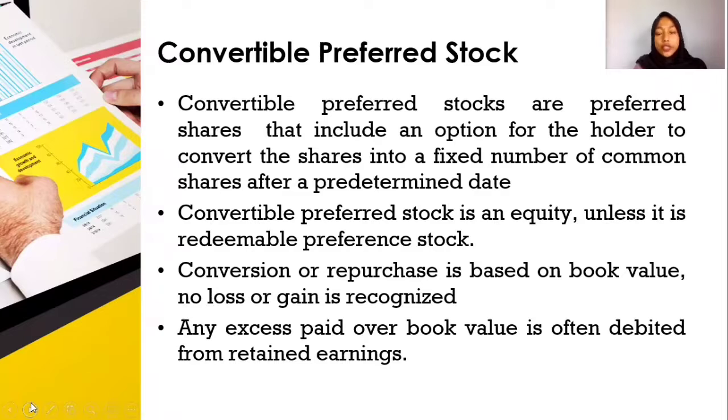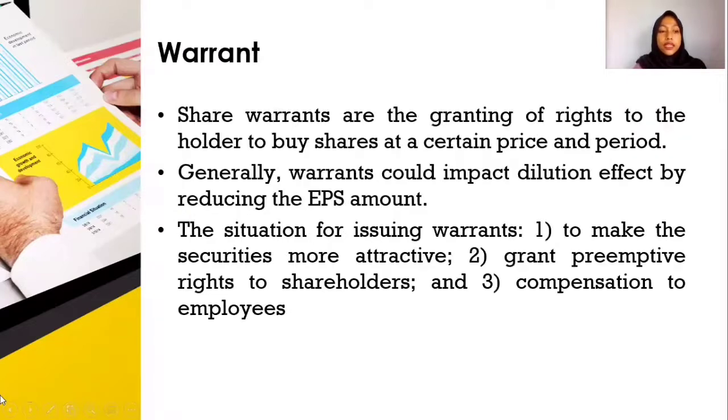The value of convertible preferred stocks is based on the performance of common stocks. Convertible preferred stocks are equity unless they are redeemable preferred stocks. And if conversion or repurchase is based on book value, no loss or gain is recognized. And any excess paid over book value is often debited from retained earnings.